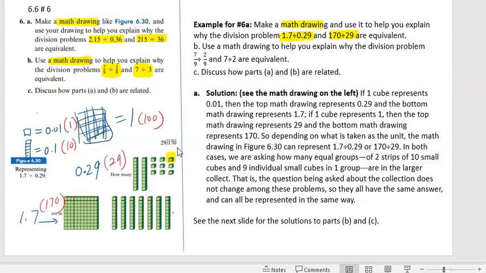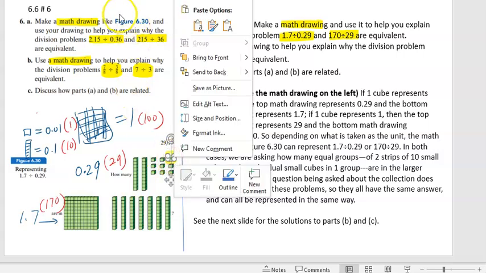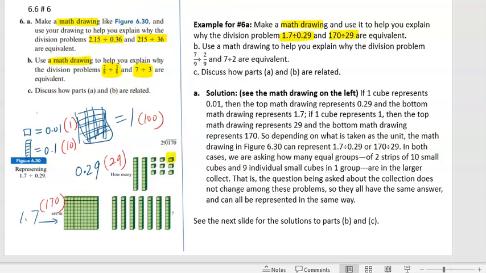It could be any value, but you have to be consistent. If one block represents 0.01, then 10 of them will be 0.1, and 100 will be 1. But if one of them is 1, then 10 of them will be 10, and 100 will be 100. So we do have to be consistent, because depending on which value we pick, we can get different numbers.